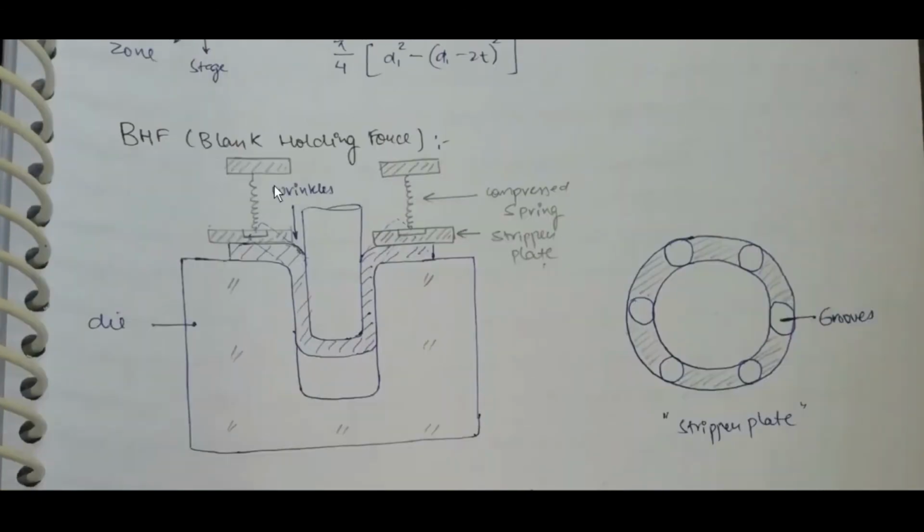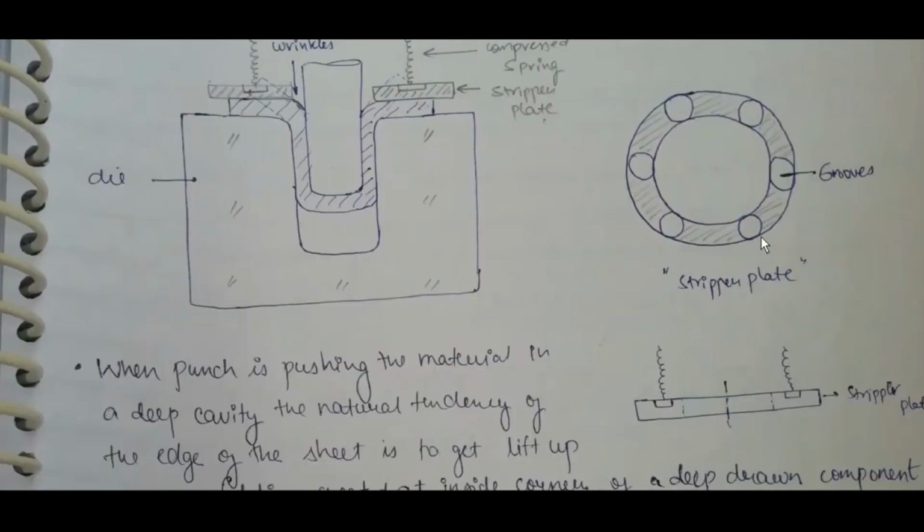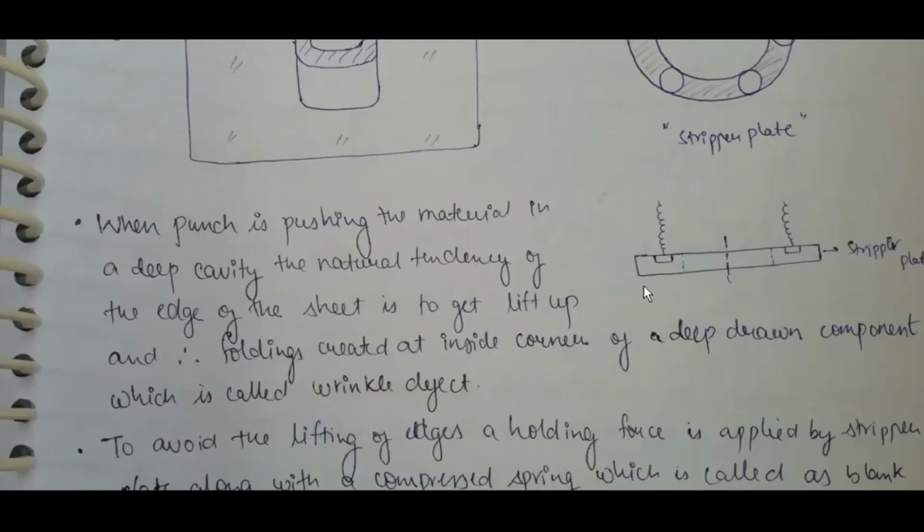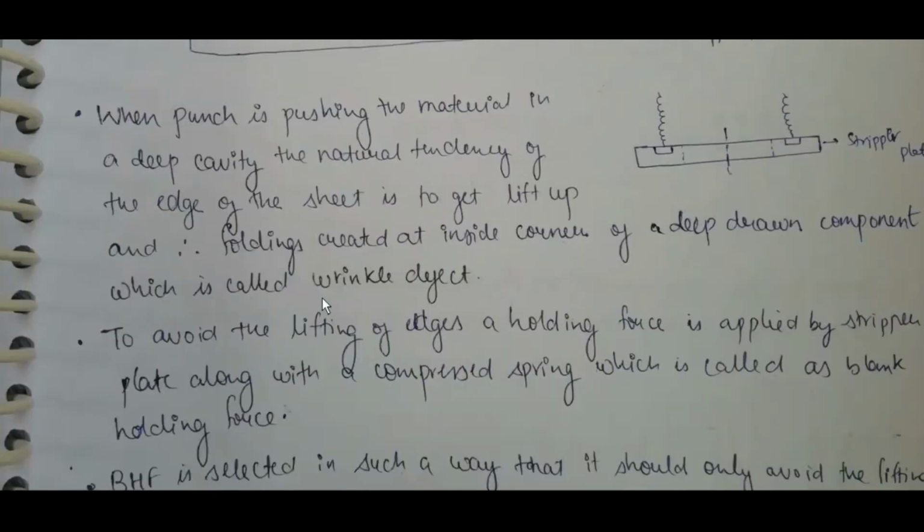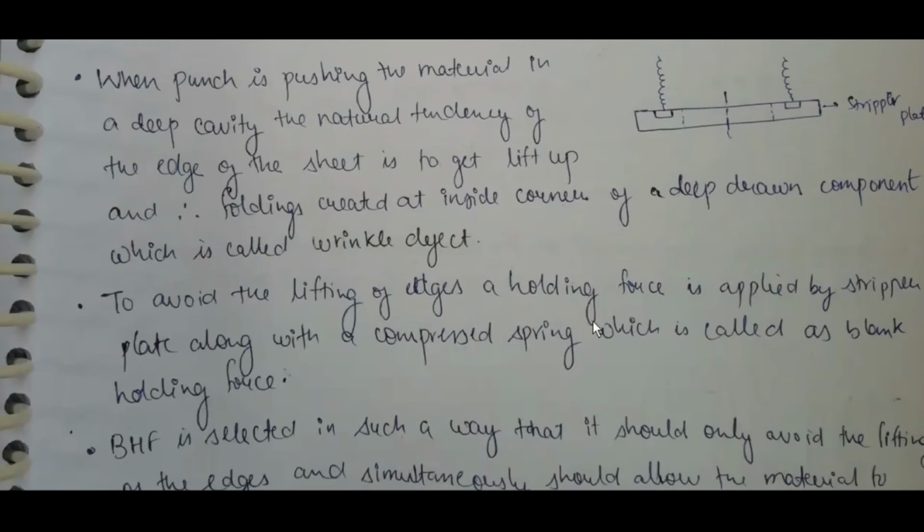Blank holding force. This is wrinkles, compressed spring, stripper plate, die, grooves, stripper plate. When the punch is pushing the material into the deep cavity, the natural tendency of the edge of the sheet is to lift up, and therefore foldings are created at the inside corner of the deep drawn component, which is called wrinkle defect. To avoid lifting of edges, a holding force is applied by the stripper plate along with the compressed spring, which is called blank holding force.